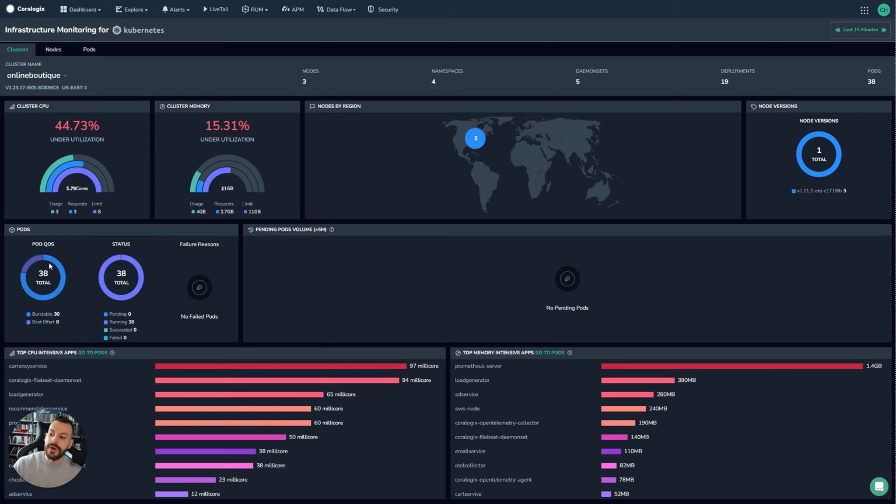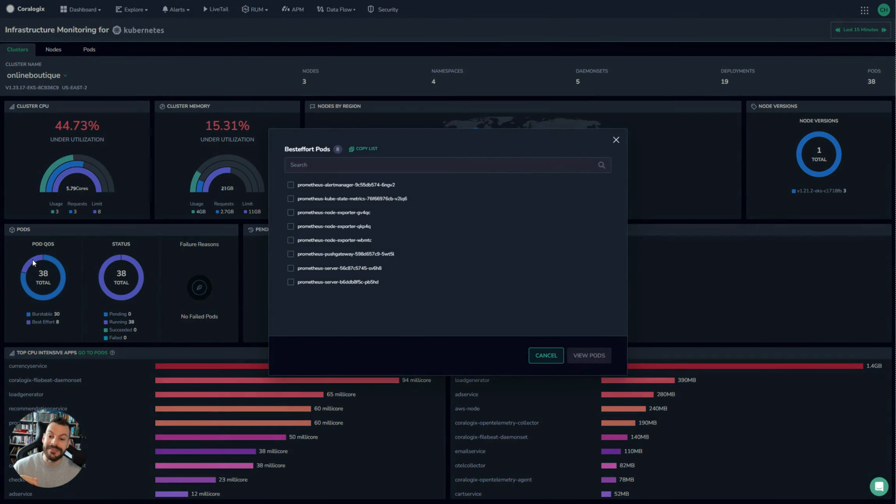So you can have different pod quality of services. Now, pod quality of service is all about whether you've declared the requests and the limits that the pod needs to actually run. And what we do is we break down. So most of the pods on the cluster are defined as burstable, which means that they have a request and they'll burst up to the available amount.